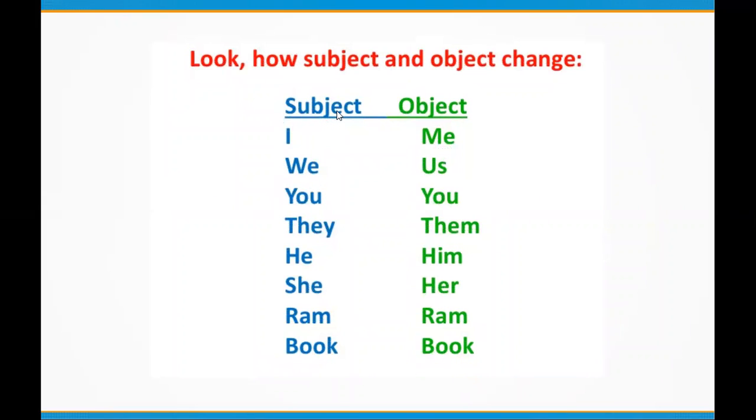Next, we can see how the subject changes. Subject to object: I becomes me, we becomes us, you becomes you, they becomes them, he becomes him, she becomes her, Ram, book, book. So the subject changes in passive voice into the object form. For example, I changes to me, we changes to us, you remains you, they to them, he to him, she to her, Ram, book.